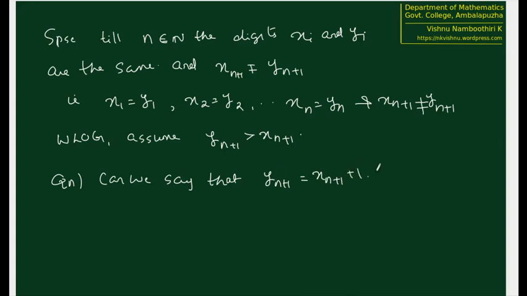Suppose that this is not the case, then what is the next possibility? Then yn plus 1 will be greater than xn plus 1 plus 1, or yn plus 1 is going to be at least xn plus 1 plus 2. Suppose not, then yn plus 1 is going to be greater than or equal to xn plus 1 plus 2.